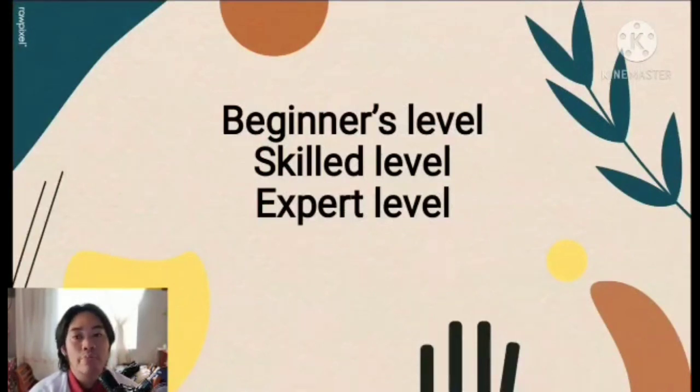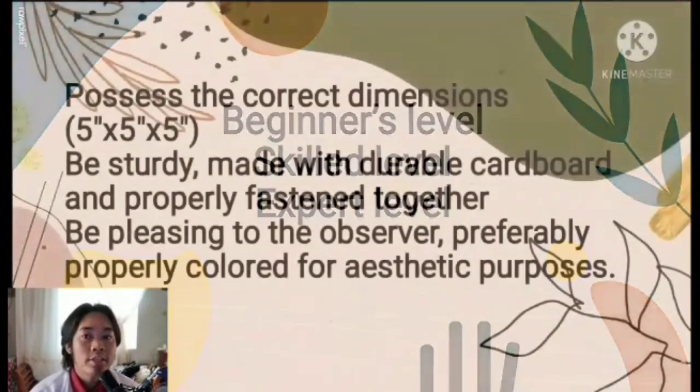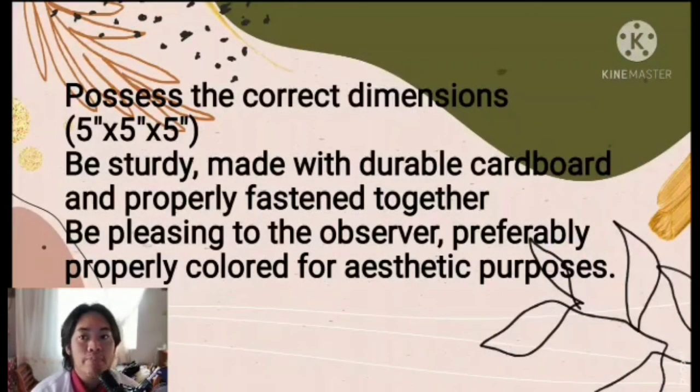Now, let's give an example. The desired product is a representation of a cubic prism made out of cardboard in an elementary geometry class. In the beginner's level, the learning competency should possess the correct dimensions, which is 5 by 5 by 5, and this is a basic requirement that a teacher wants from the students. In the skilled level, the learning competency should contain that it is sturdy, made with durable cardboard and properly fastened together, with the basic requirement added by the durability, which enhances the final product, makes the output on the skilled level.